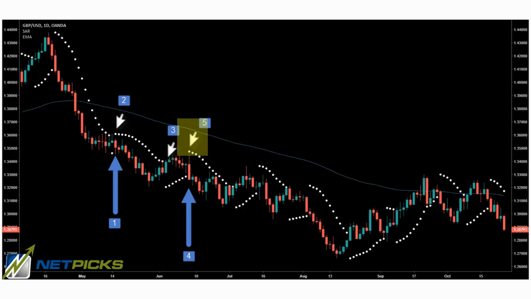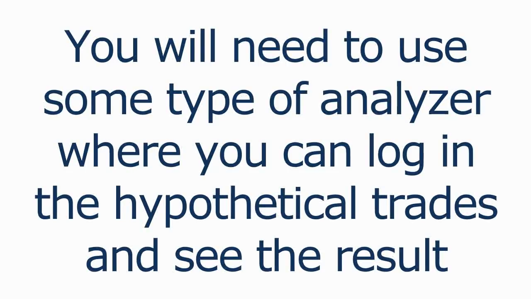And at 5, the stop for the remaining position from the first trade and the stop for the new position being taken goes here. So in order to run a proper backtest, you're going to have to use some type of analyzer where you can log the hypothetical trades and see the results.